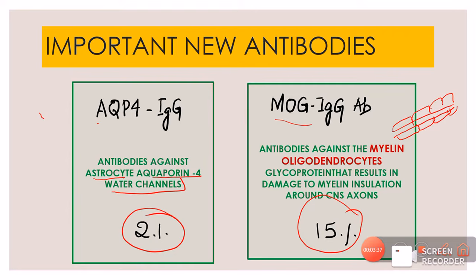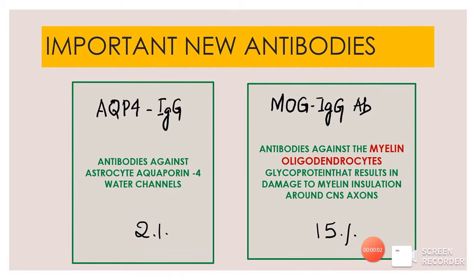So these are the new antibodies that we must remember, and they have a very important role in the management of optic neuritis if the patient has these antibodies positive. That is the reason why I want you to know about them in brief in the pathophysiology.